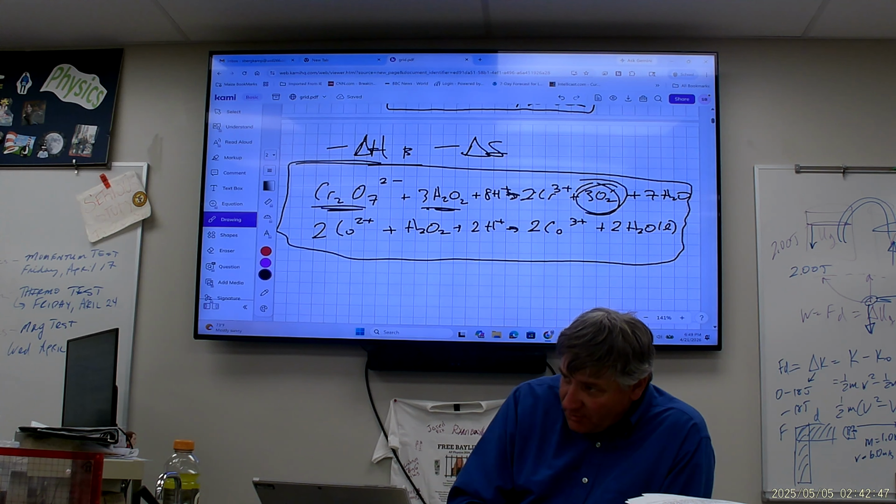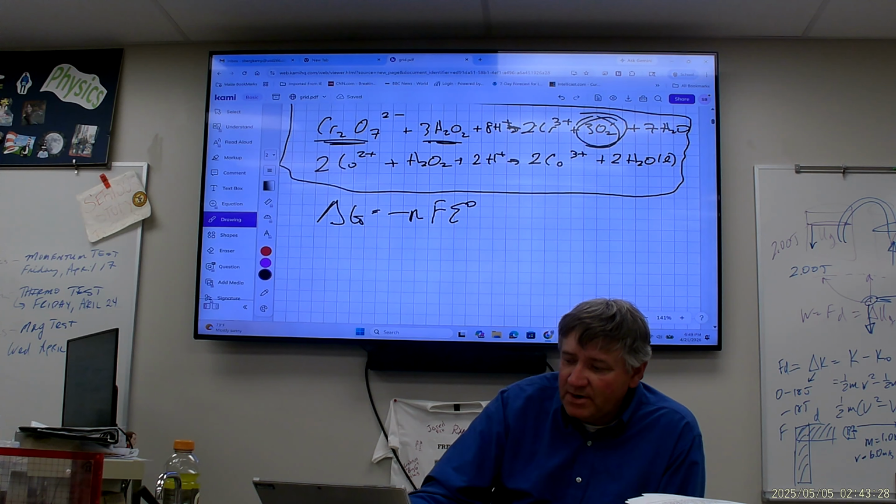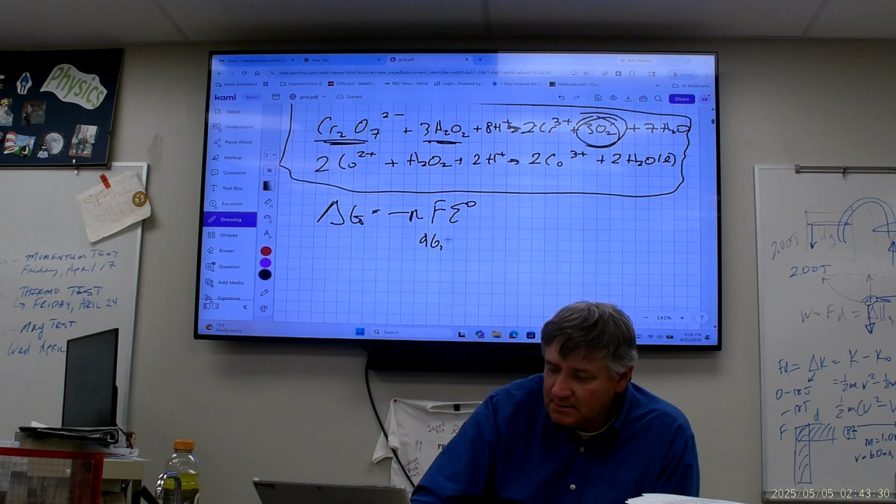Now, when you get delta G, what sign should delta G end up in? Negative. Why? Because it's spontaneous. Okay? Now, here's the next step. So you're going to do delta G equals negative N F E naught. What's F? Faraday's constant, 96,500. What units? Coulombs per mole of electrons.